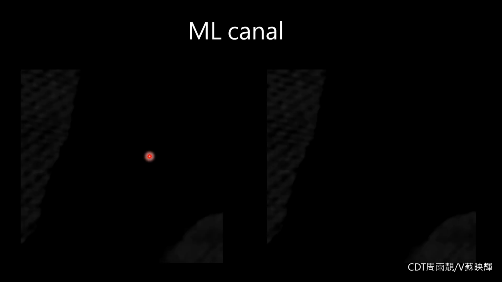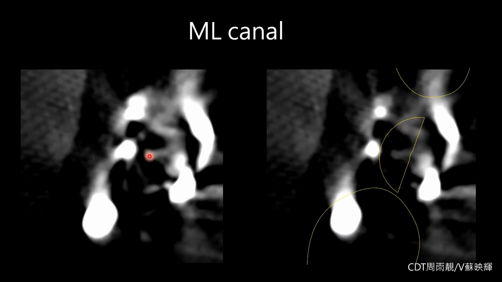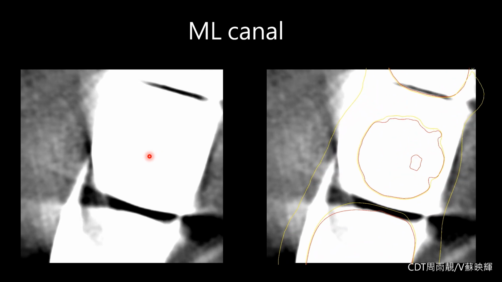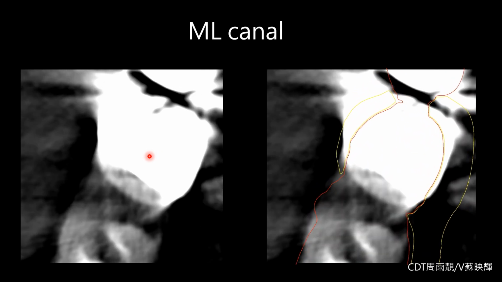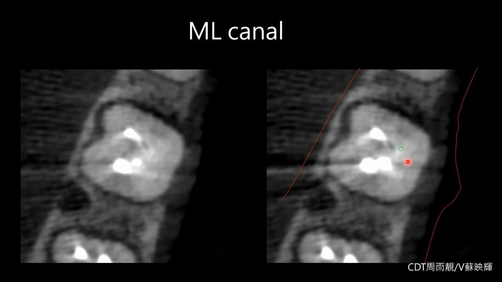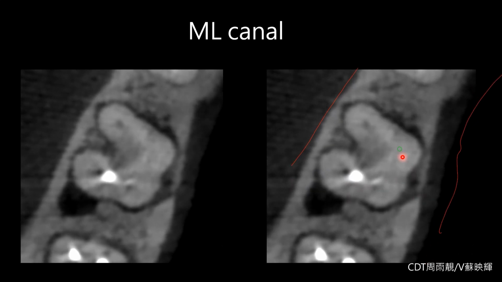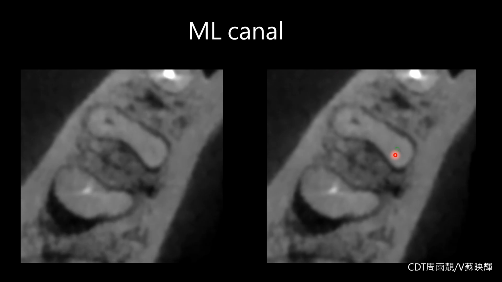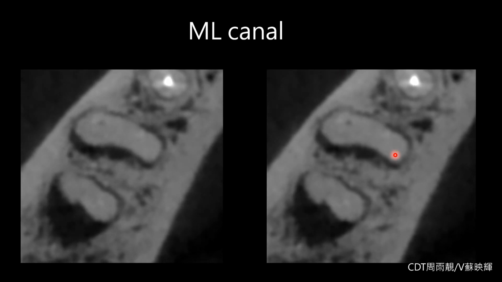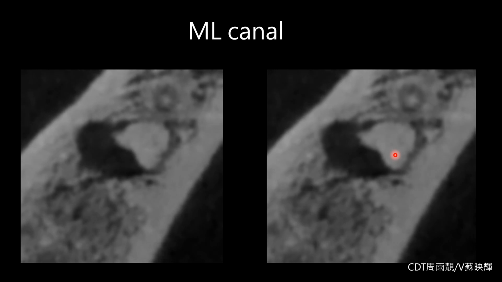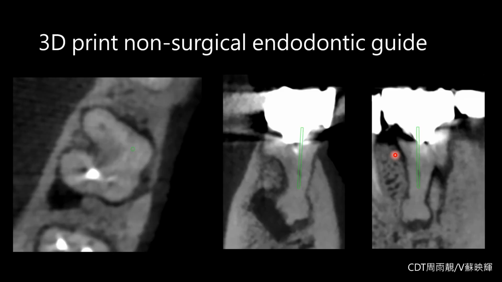So maybe we see it again. I cannot find the distolingual root canal, so I sent the patient to perform the CBCT. This green circle here is the distolingual canal that I prepared to enter using the 3D guide.